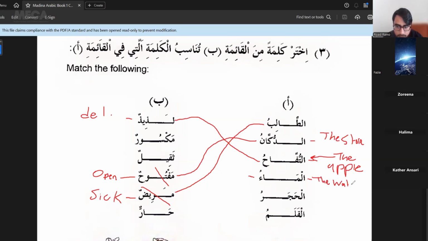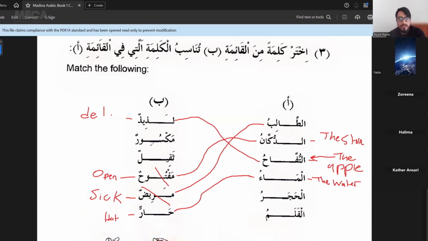The water is hot. Good. And which one would cold be? Hot is harun, right here. Harun, I was saying it wrong. The water is hot. Harun is easy to remember. Harun. The water is hot. Okay, I'll do the next one.